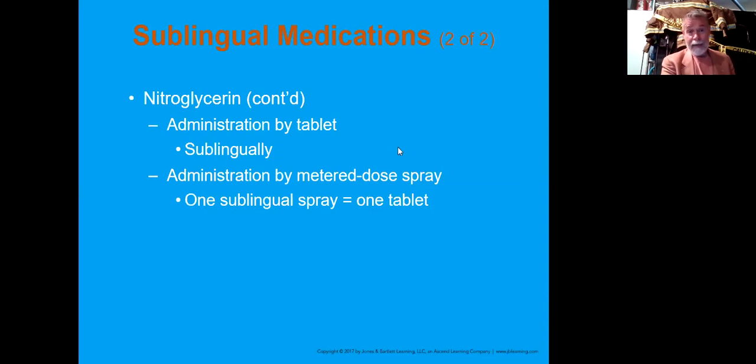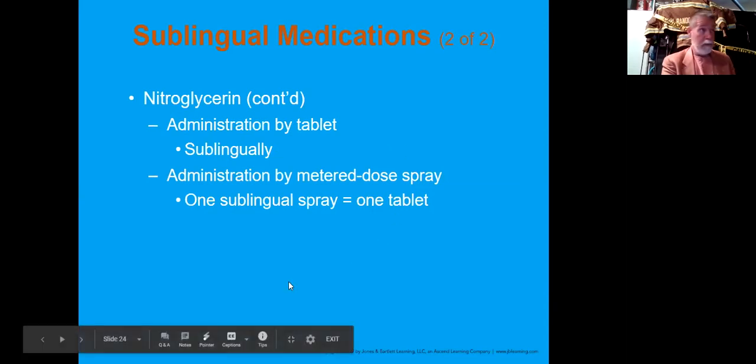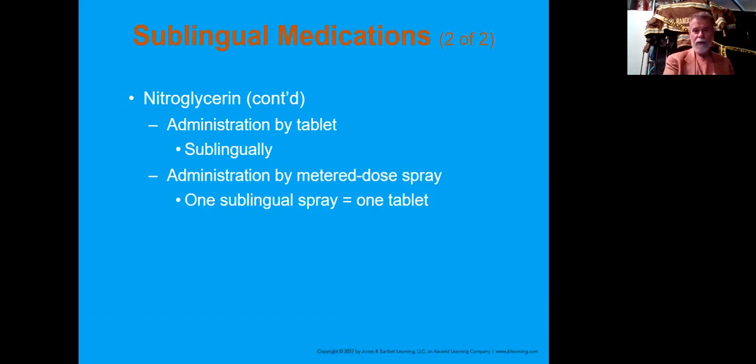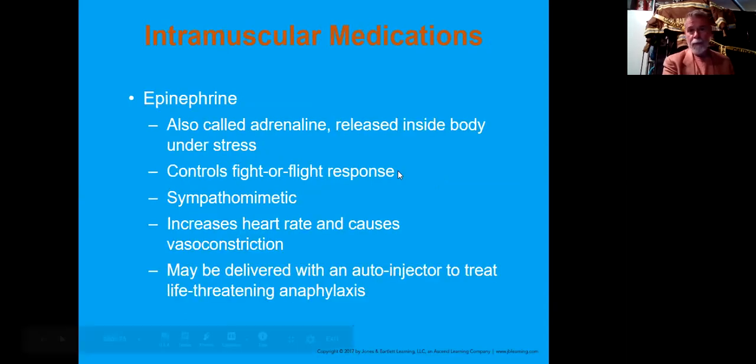It also, again, is a tablet, nitro 0.4 milligram tab delivered sublingually. There are metered dose sprays. I fortunately do not have any of the sprays there, but again, that would be considered a metered dose just because it should put out that same amount of medication each time it's administered.